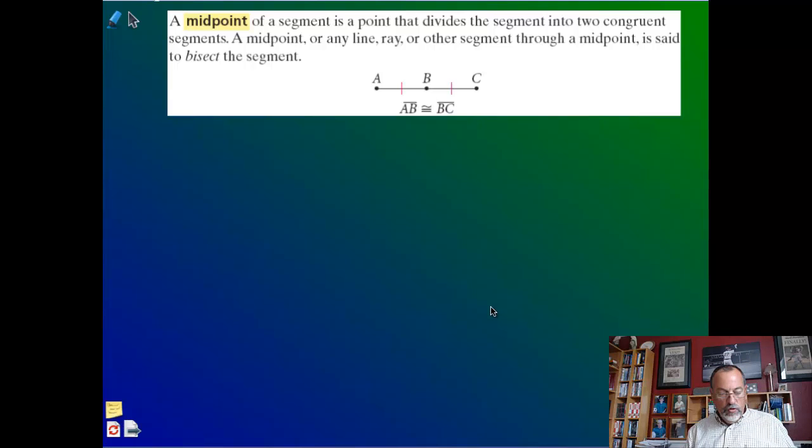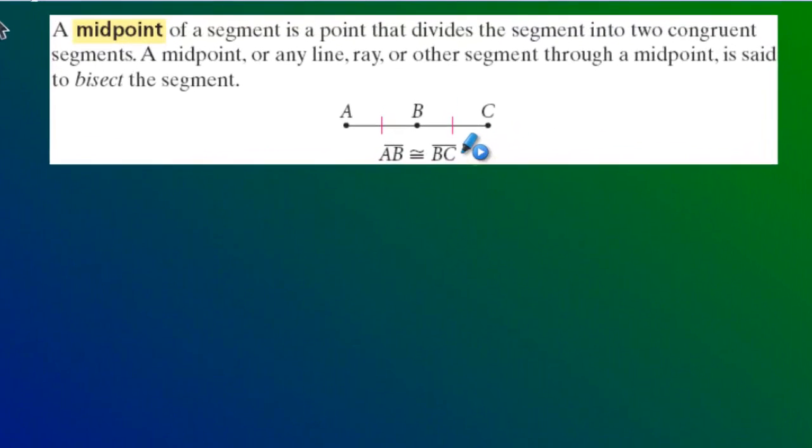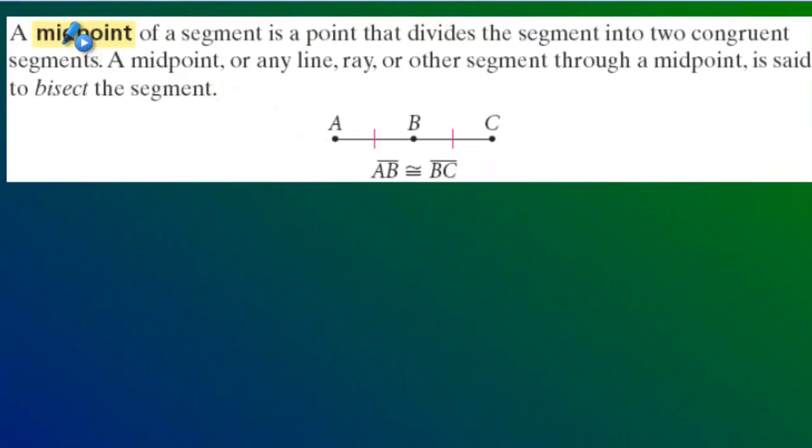Okay? So as we read this, again, whenever we read a definition, postulate, or theorem, we want to highlight the important parts and only write those down. We don't need to write down everything. So let's read this. A midpoint of a segment is a point that divides the segment into 2 congruent segments. So it divides into 2 congruent segments. Any midpoint, a line, a ray, or other segment through a midpoint is said to bisect the segment.